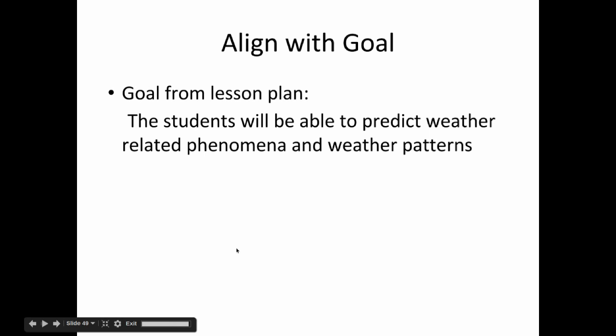Just imagine that this is the objective or the goal from a lesson plan. It's a science lesson plan, and the students will be able to predict weather-related phenomena and weather patterns. This is framework-based. It's pretty clear for students. What do I need to be able to do at the end of this lesson? I need to be able to predict, that's the measurable verb, predict a weather-related phenomena and a weather pattern.